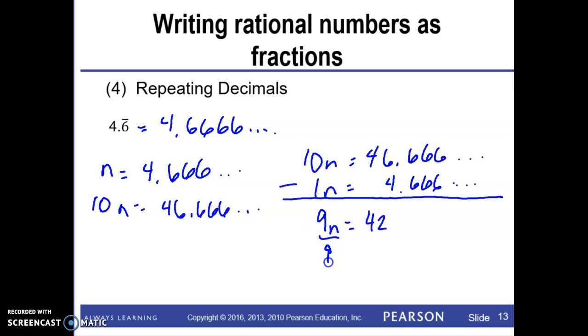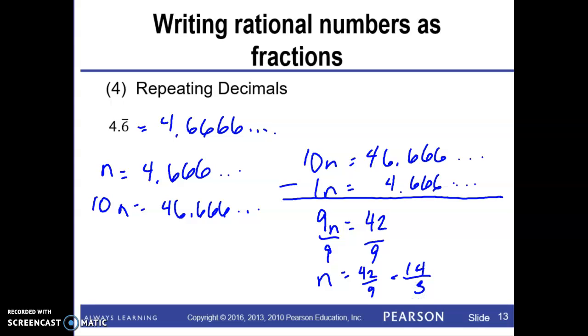Dividing both sides by n to get n by itself. So n equals 42 over 9. I always want to check to see if that'll simplify, so I'll use my divisibility rules. 4 plus 2 is 6. 9 doesn't go into 6, but 3 does, and 3 goes into 9 also. So I'll divide both of those by 3, and I get 14 over 3.